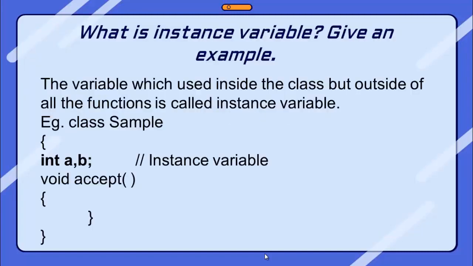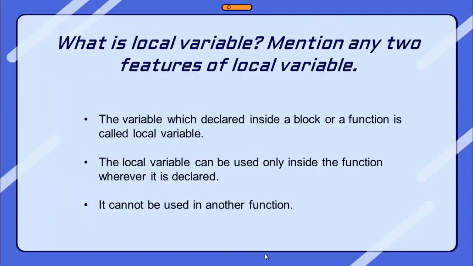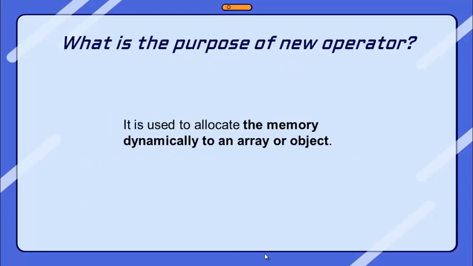Class and the object, instance variables. The variables which are used inside the class but outside of the function are called instance variables. Local variable: the variable which is declared inside a block or a function is called a local variable. The local variable can be used only inside the function wherever it is declared. It cannot be used in another function. Purpose of the new operator: it is used to allocate memory dynamically to an array or object.